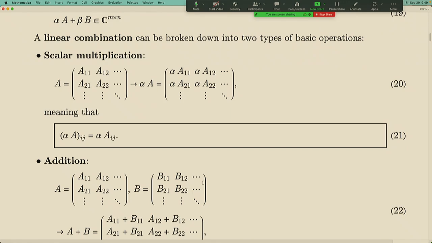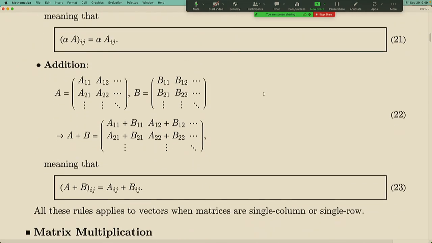There's another operation called matrix addition. The way that we add two matrices together is also very simple. If you have two matrices, the result of adding them together is simply adding every corresponding component together. For example, the first row, first column becomes A11 plus B11, and so on. So in terms of this notation, A plus B, which are two matrices adding together, the resulting object is still a matrix, so we can talk about its ij component, which corresponds to Aij plus Bij added together.